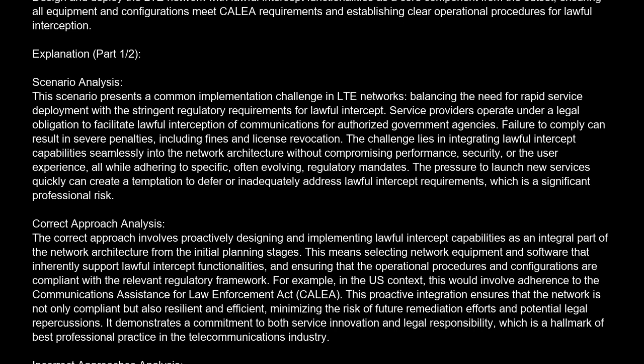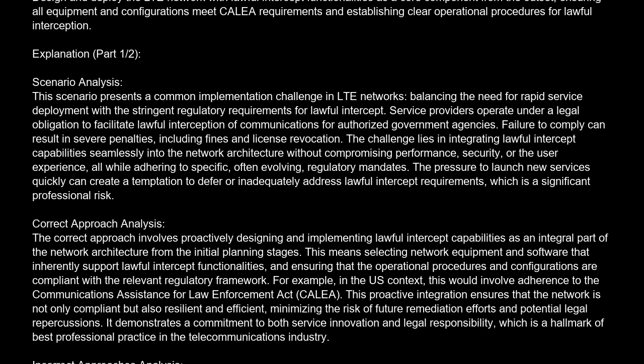The challenge lies in integrating lawful intercept capabilities seamlessly into the network architecture, without compromising performance, security, or the user experience, all while adhering to specific, often evolving regulatory mandates. The pressure to launch new services quickly can create a temptation to defer or inadequately address lawful intercept requirements, which is a significant professional risk.